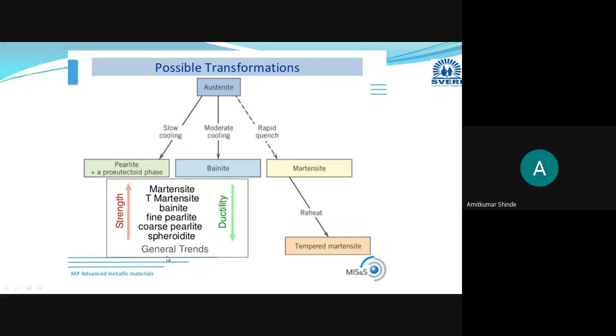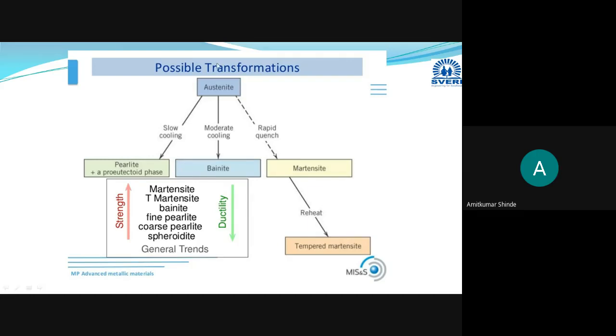Why are we writing it in such a way? Because when you move from bottom to top, hardness and strength will be higher. In short, I will tell you the sequence: austenite, then pearlite, in which coarse pearlite and fine pearlite will be there. Then bainite, in which upper bainite and lower bainite will be there. And after that, martensite, in which tempered martensite and simple martensite will be there.